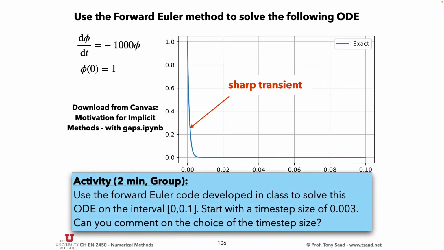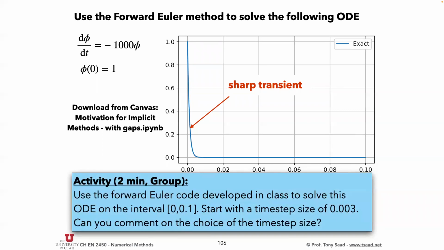It's d phi by dt equal to minus 1,000 phi, with an initial condition of phi(0) equal to 1. The exact solution looks like this. It decreases exponentially in a very short period of time, and then just kind of chills out for the rest.